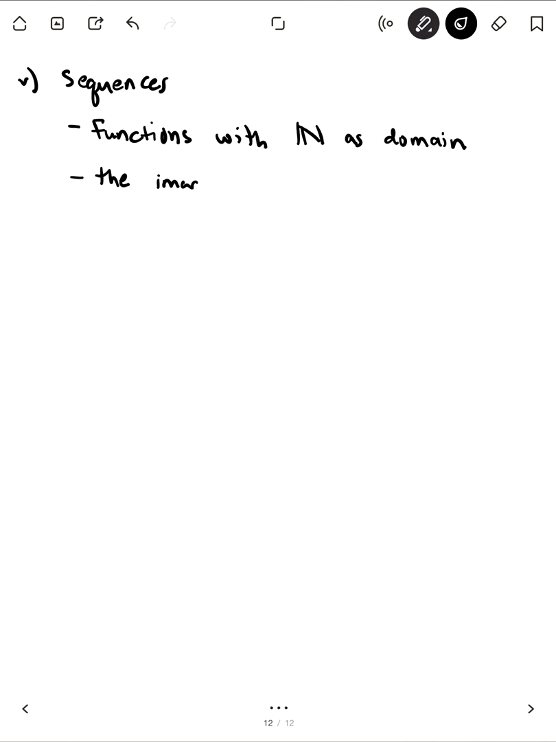We also have sequences. These are functions with the natural numbers N as domain, right? The image of n in N is called the nth term of the sequence.